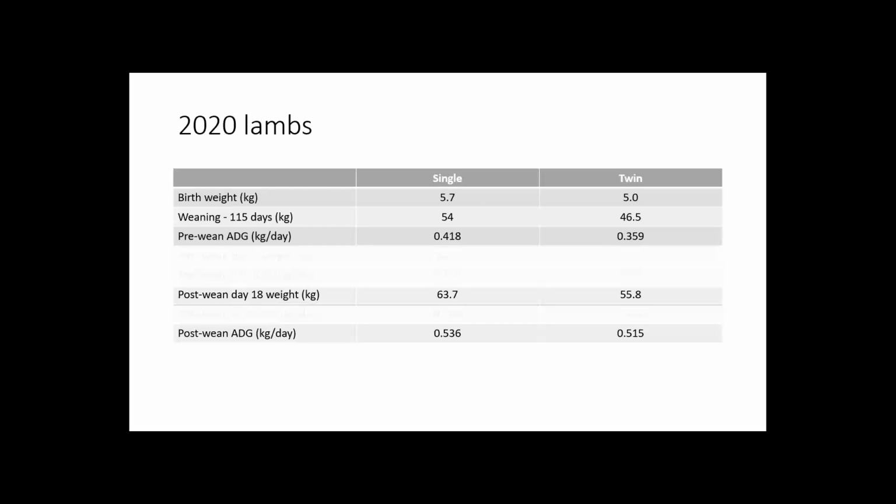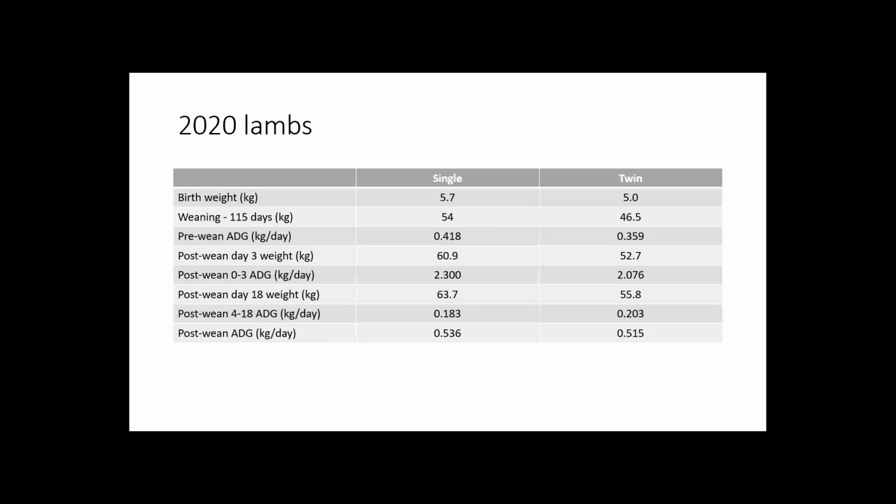If my understanding of how lamb grows is correct, these growth rates are pretty unlikely. But luckily, I also happened to weigh them just 3 days post-weaning. At 3 days post-weaning, the singles were 60.9, the twins 52.7, meaning they put on over 6 kilograms in these 3 days, a growth rate of over 2 kilograms a day. This means from day 4 to 18 post-weaning, they grew at around 200 grams per day, which is much closer to the growth rates I would have expected. So why did they put on so much weight for these 3 days?